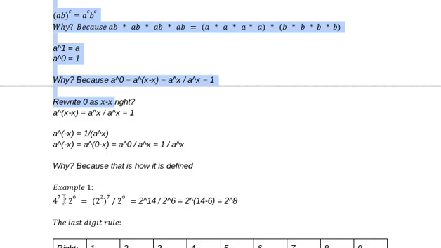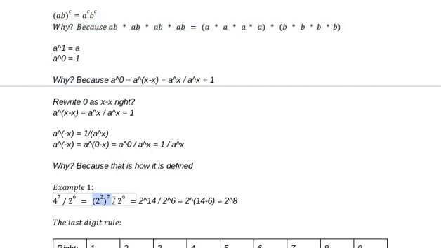So it's 2 to the power of 2 to the power of 7. So it's 2 to the power of 14 divided by 2 to the 6. So this thing, 2 to the power of 2 times 7, is 2 to the power of 14. So it's 2 to the power of 14 minus 6, so 2 to the power of 8, which is very important.